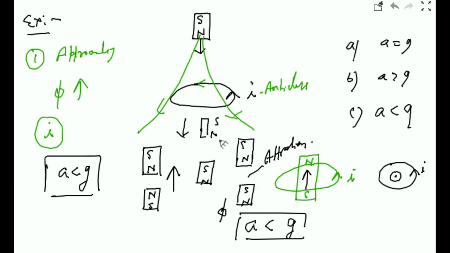So when a bar magnet is dropped above the current carrying loop, in this case the acceleration of the bar magnet will be less than G. Okay, let's discuss another question.